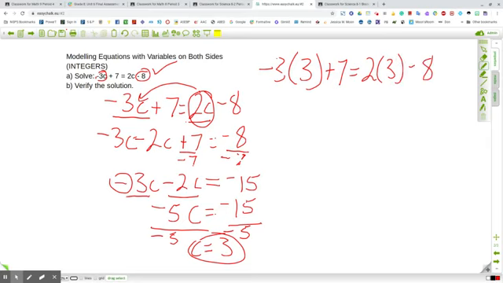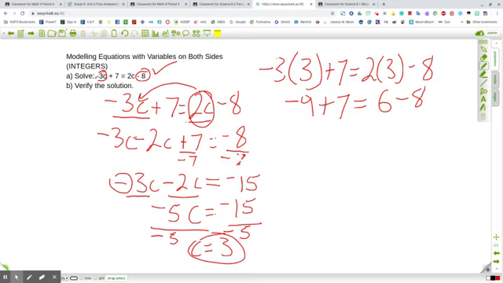Order of operations states we do things in brackets and exponents, then multiplication or division, then addition and subtraction. So in this case, I have the multiplication first. So I have negative 3 times 3, which is negative 9, plus 7. And I have 2 times 3, which is 6, subtract 8. So I would go through here and go negative 9 plus 7.